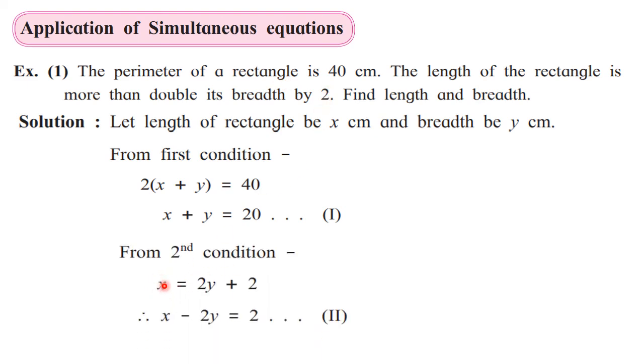See, x on the left hand side. Is stands for equal to. Double its breadth, so 2y, and more than 2, so plus 2. If less than is there, you have to write minus.